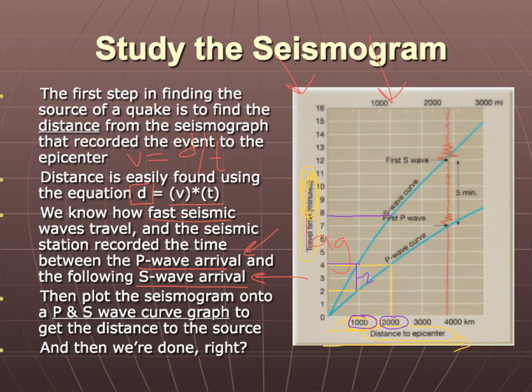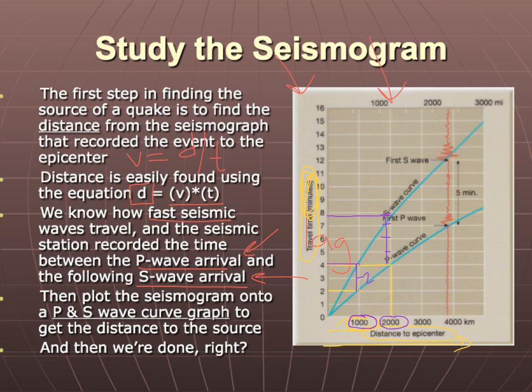What's the lag time? Remember what lag time is. The difference from when the P wave arrived to when the S wave arrived. The P wave arrived, and then 3 minutes and 45 seconds later. So that was a lag time of about 3 minutes and 45 seconds.